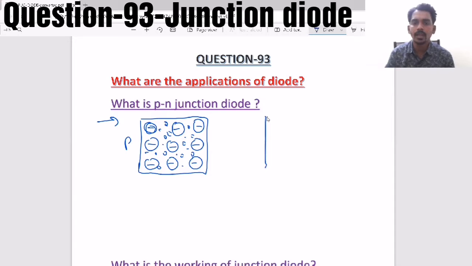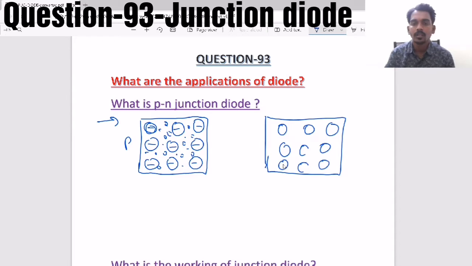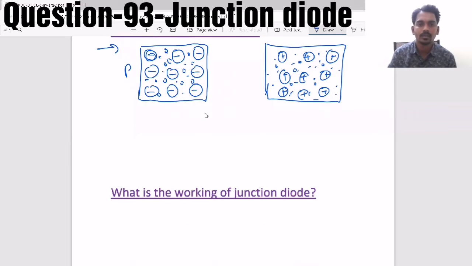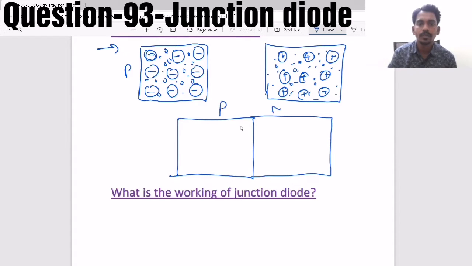Now when you consider N-type, we add pentavalent atoms and they donate one electron and become positive ions. They behave like positive ions. So we add a larger number of electrons. So the electron number we increase, and a small number of holes will also be there. Now when you keep them in contact, this is called a PN junction.